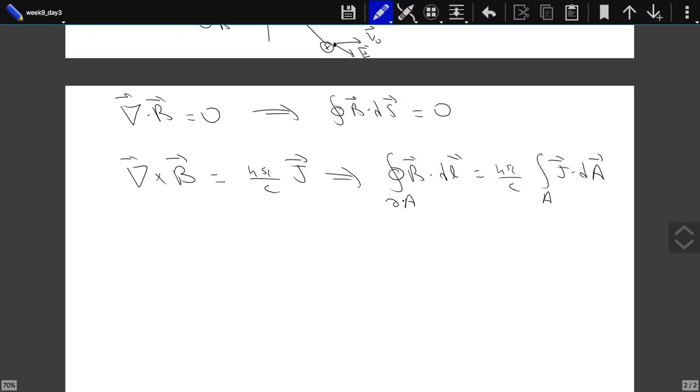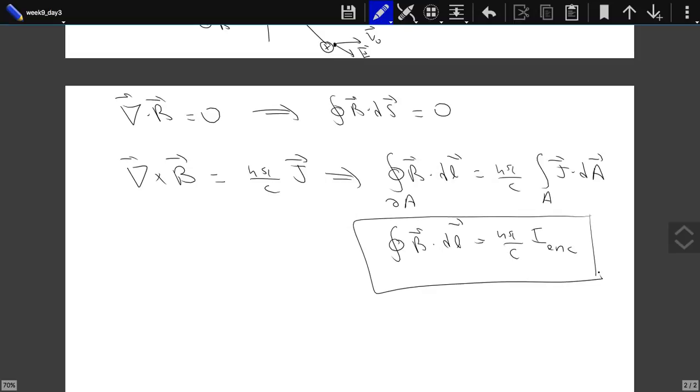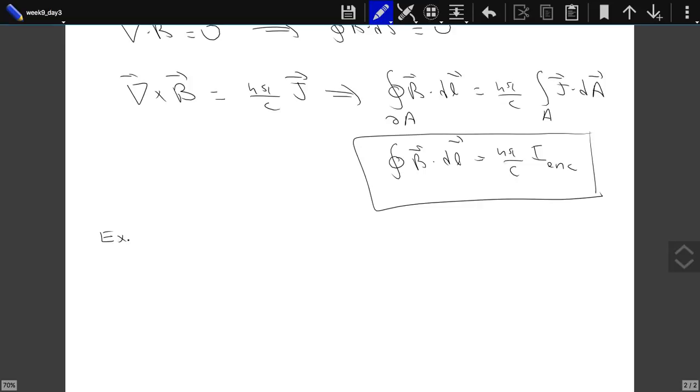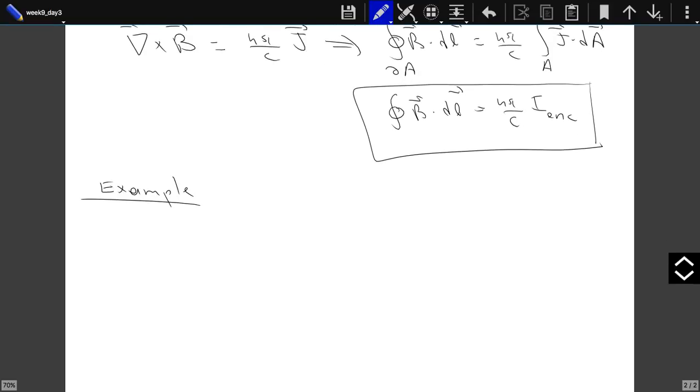But J dot dA over an area just gives me the total current passing through that area. So B dot dl over any closed loop is just 4 pi over C times I enclosed. Well, let us just do an application of this one. Let's calculate the magnetic induction created by an infinite straight wire.